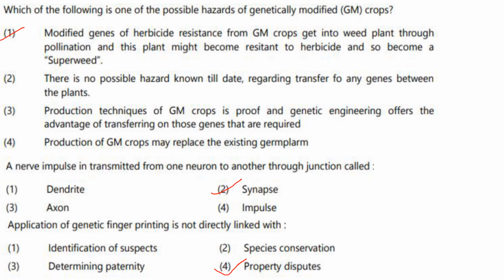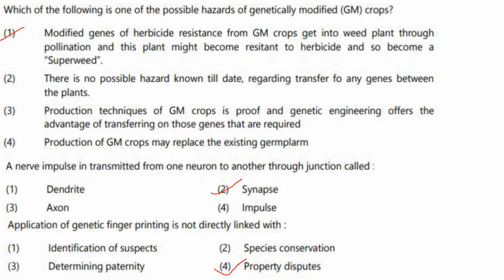All the other options, such as there is no possible hazard known till date, are wrong. Production techniques of GM crops is proof, and genetic engineering offers the advantage of transferring only those genes that are required. No. Production of GM crops may replace the existing germplasm. That is also not correct, but more correct is option 1.